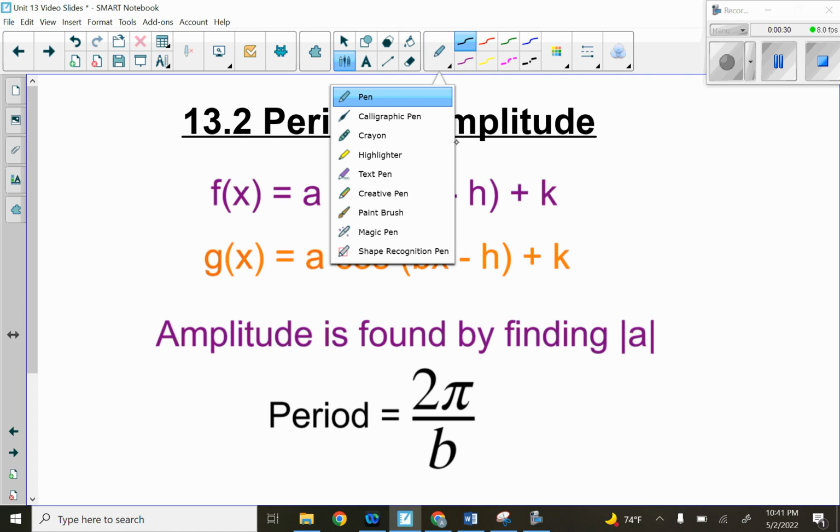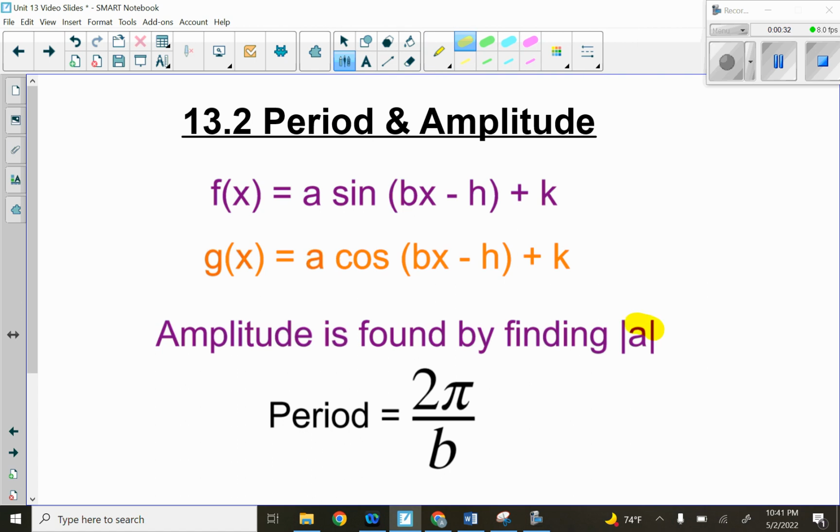So our amplitude we get from finding the absolute value of a. So whatever number's in front of your sine or cosine function, taking the absolute value of that will tell you what your amplitude is. Now our period's a little bit more difficult because we have to take 2 pi over b. So b comes from whatever is in the parentheses in front of x.